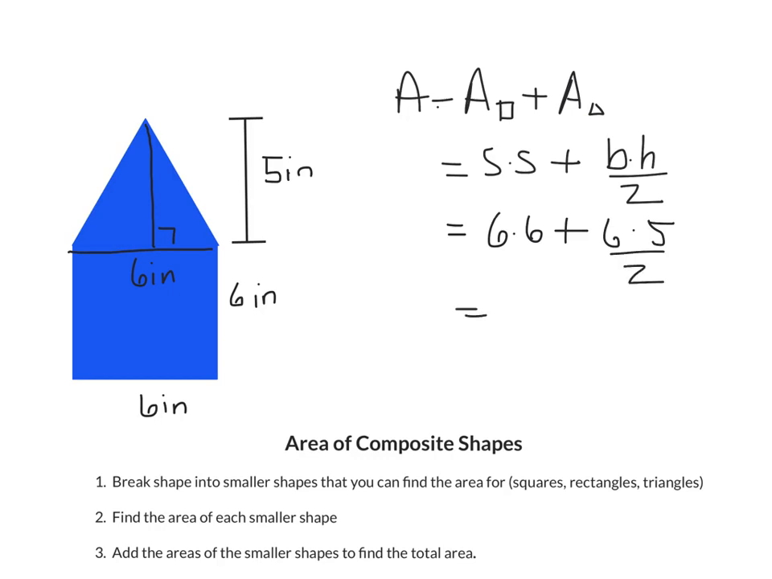Now all that's left is for us to do the math out. 6 times 6 is 36 square inches. 6 times 5 is 30, divided by 2 is 15. And we add 36 plus 15. We get 51 square inches.